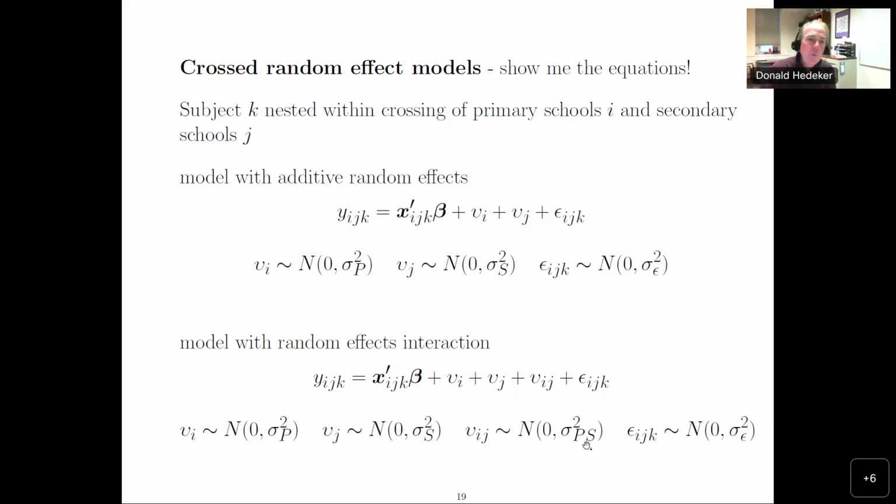Okay, so what you can hopefully glean here, it's really not hard to use the current software to estimate these kind of cross random effect models, and SAS makes it quite simple to do it.